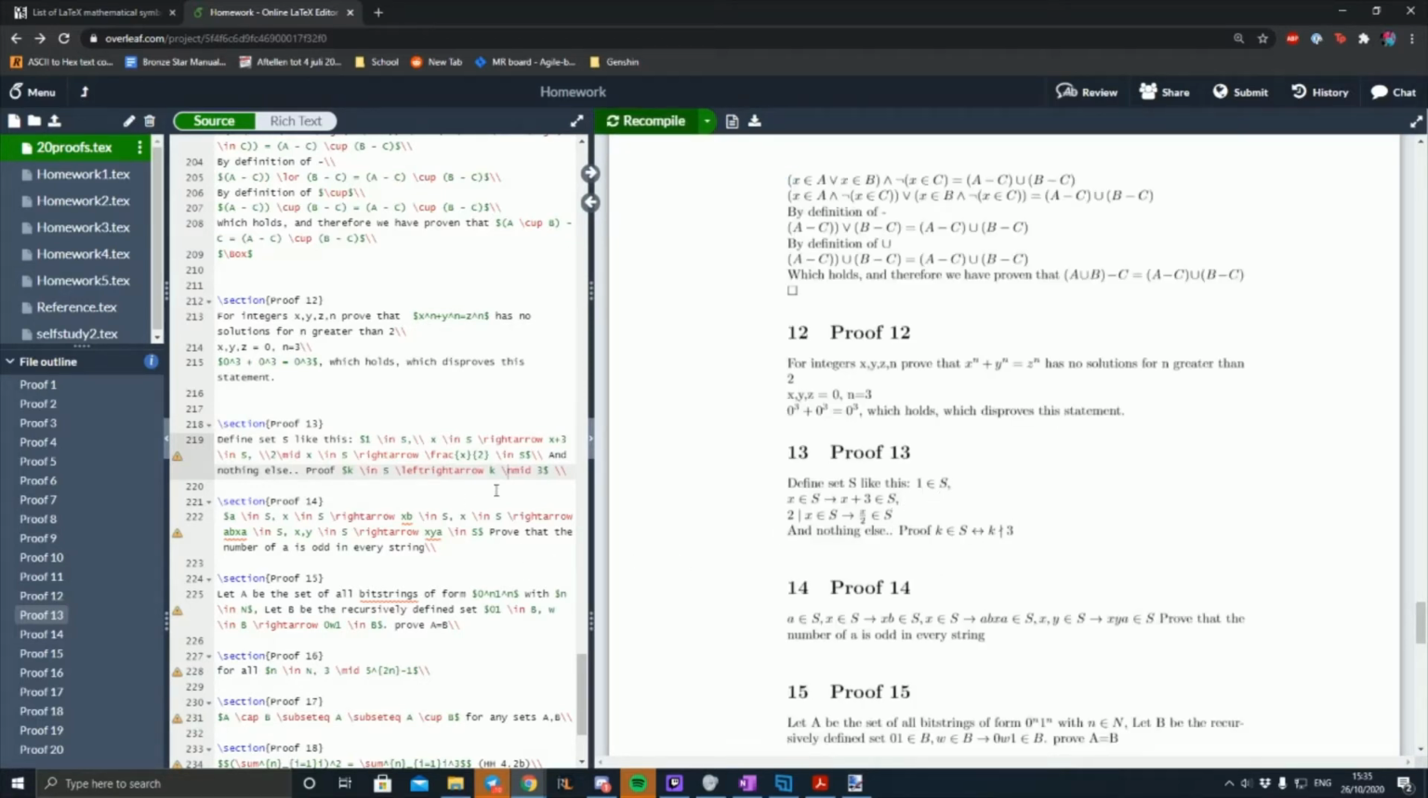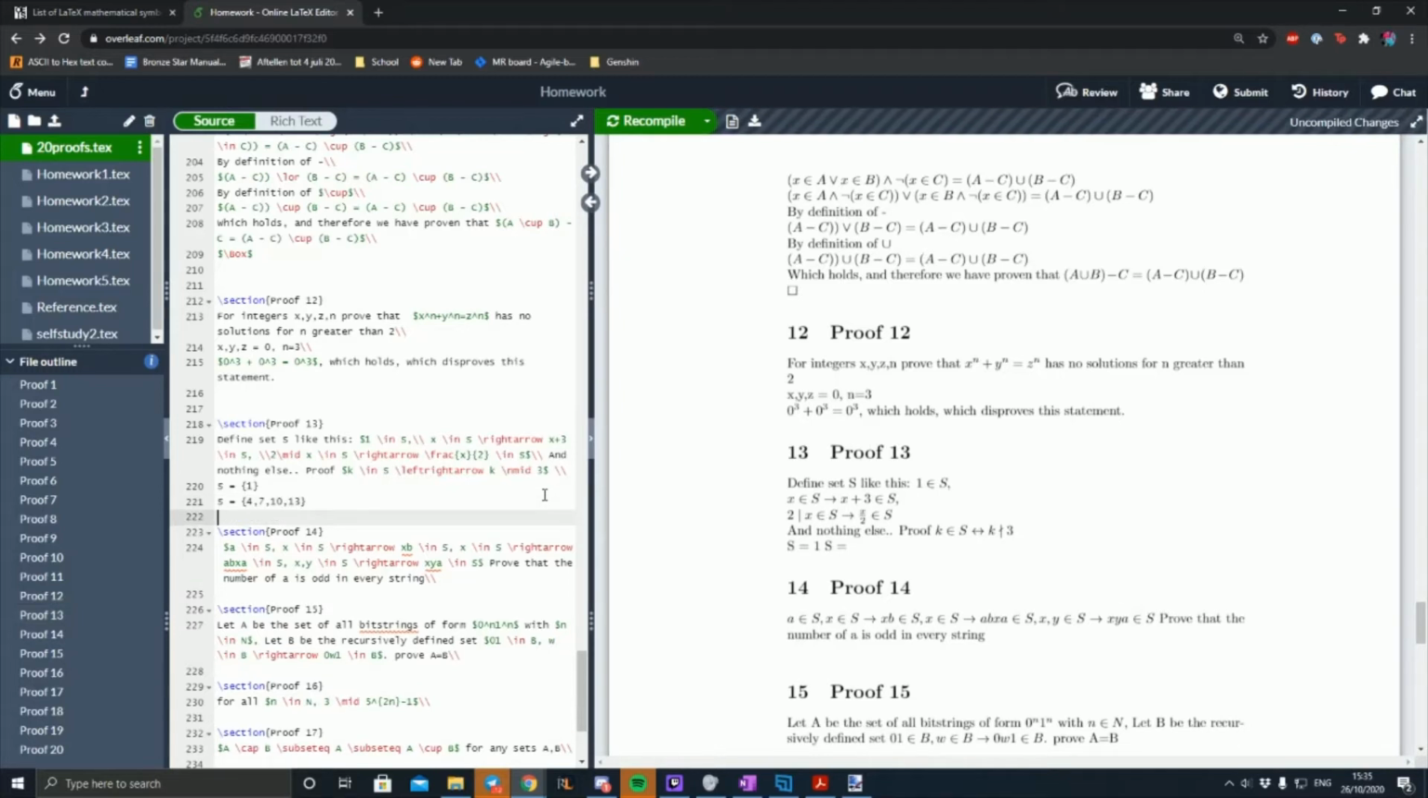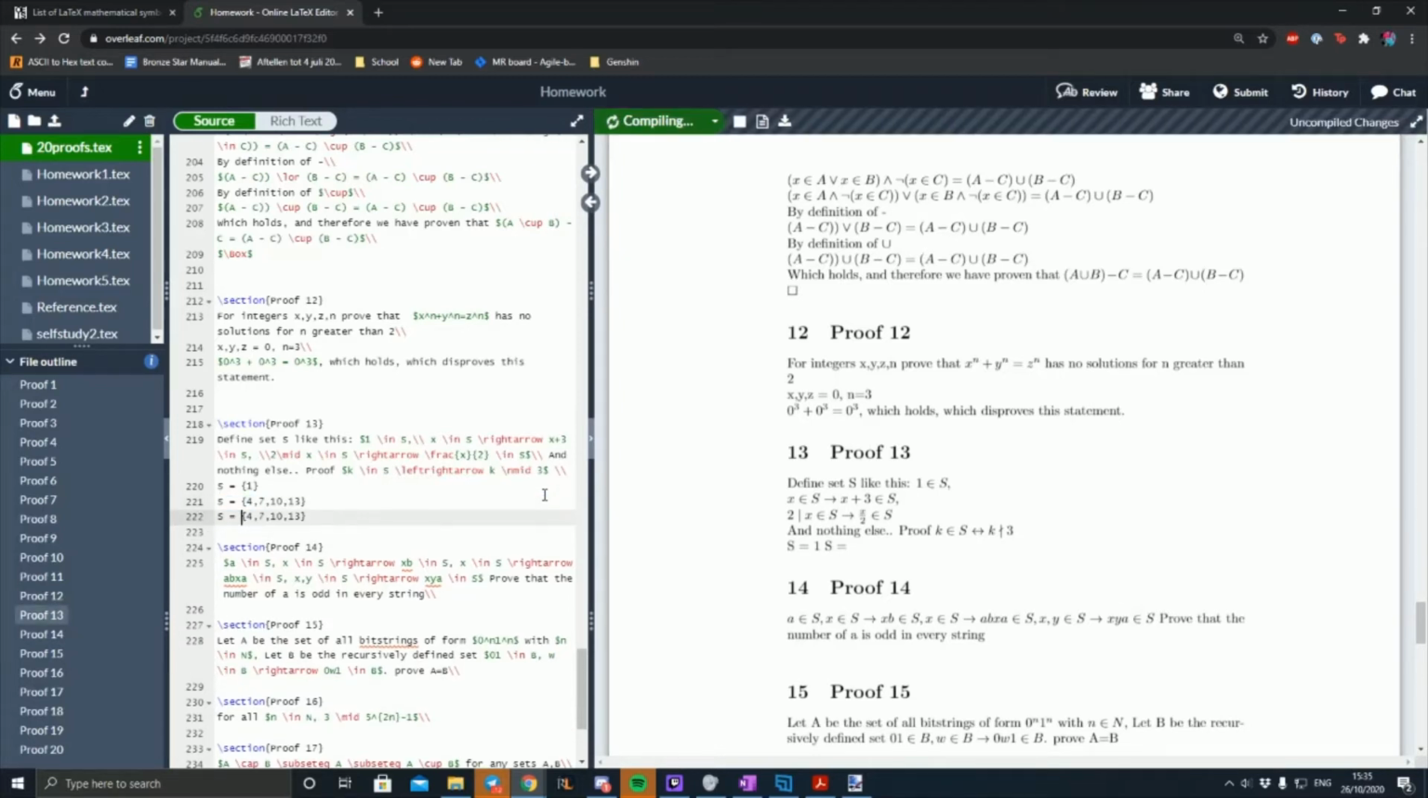Okay, so we have a set here, and we can try to sketch a little image of what this set is going to look like. So we have 1, 4 by the base case. Then 4, 7, 10, 13 by the first case. And for the second one, this is divisible by 2, so there we go.